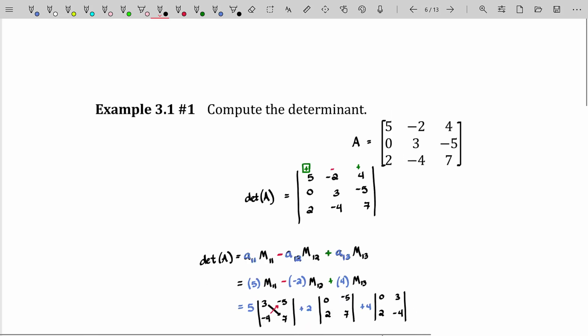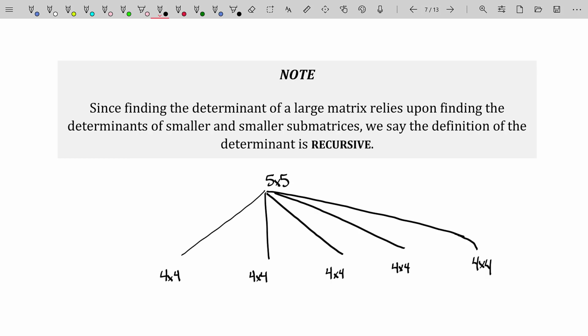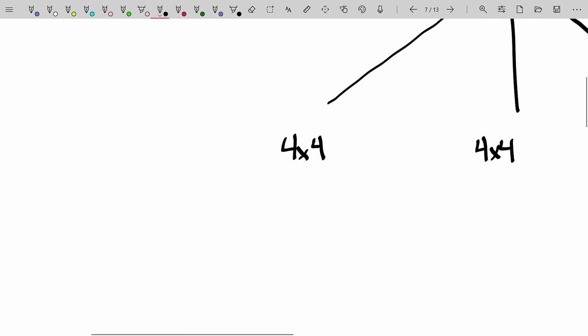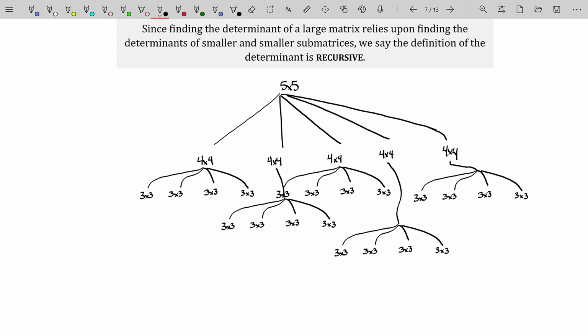as we move forward. And as I implied in the last example there, since finding the determinant of a large matrix relies upon finding the determinants of smaller and smaller submatrices, we say the definition of the determinant is recursive. Visually, it looks like this. You start with a 5 by 5. It breaks into the sum of the determinants of 5 4 by 4 matrices, each of which break into the sum of 4 determinants of 3 by 3 matrices.